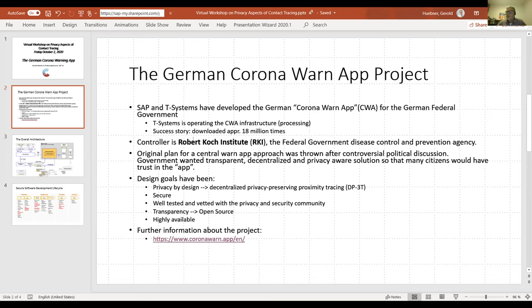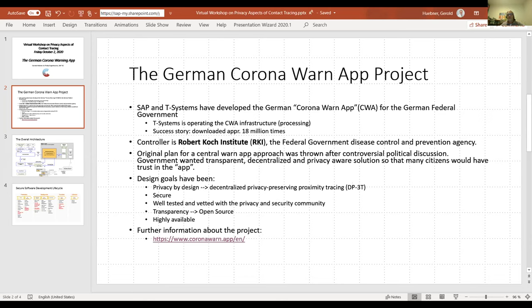I think I don't have to shed too many words about the exposure notification framework anymore. We've talked about that a lot. Interesting in Germany was that there was a very fierce public discussion, not only within the privacy scenery, but in the press between normal citizens, and they were very skeptical about the centralized approach. The German government originally decided to go for the centralized approach, but because of public pushback, redecided and went down the DP3T path, and then decided on the design goals: privacy by design, very important, the decentralized privacy preserving proximity tracing according to DP3T.